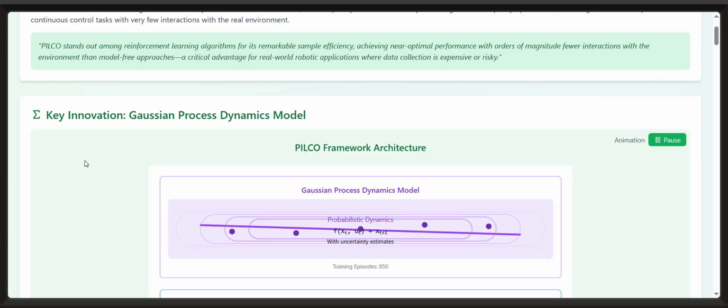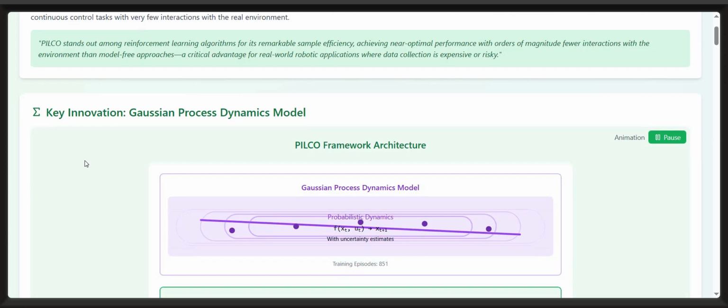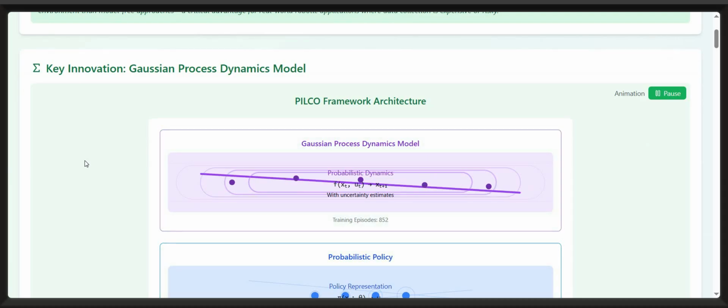So instead of just letting the agent play around randomly and hoping it learns something useful, here the algorithm builds a model of the environment, and it does that using Gaussian processes, which are statistical models that can estimate both the expected outcome and how uncertain we are about that estimate.